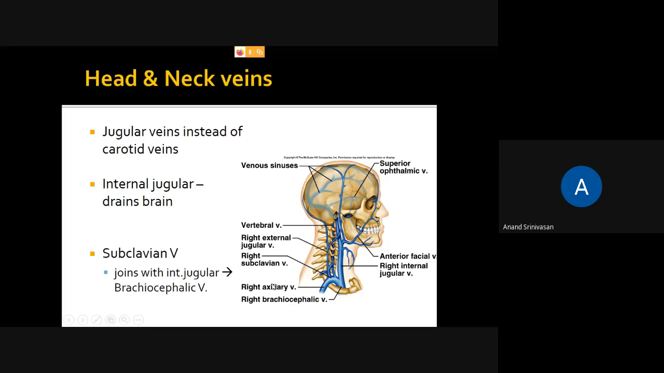Then the subclavian vein: you can see the internal jugular vein is coming here. The subclavian vein joins with the internal jugular vein to form the brachiocephalic vein. So there are brachiocephalic veins. The internal jugular vein and the subclavian vein join together to form the brachiocephalic vein.